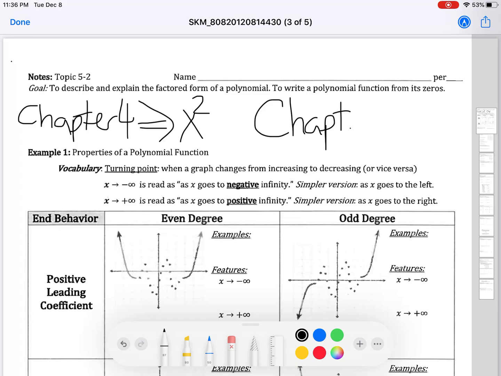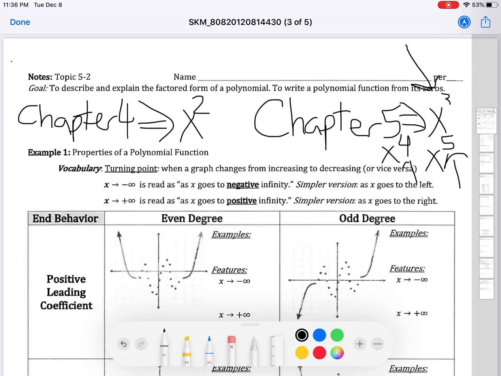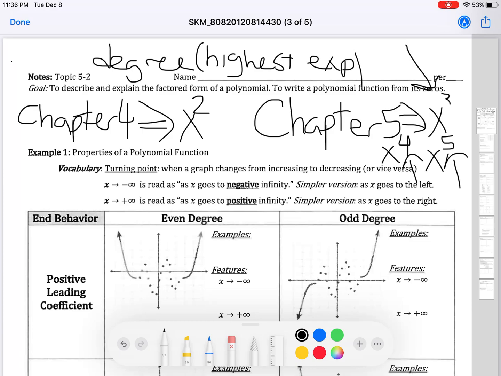They may not have vertexes, but here in chapter 5, we're going to be looking at x to the third, x to the fourth, and x to the fifth as our leading exponents here. Now, one thing to note is that these numbers, these exponents, the biggest one in a problem is called the degree. All right, so the degree is what we just call the highest exponent. Highest exponent right there. All right, and that's going to be helpful as we kind of go on a little bit further.